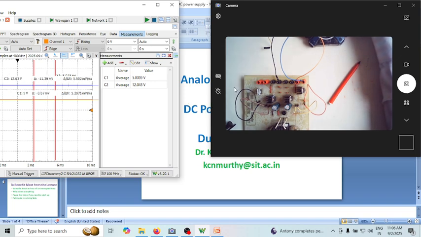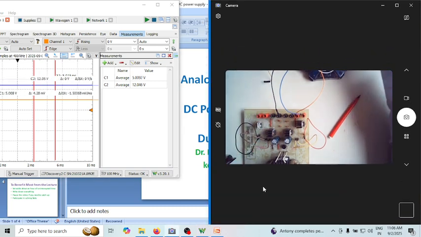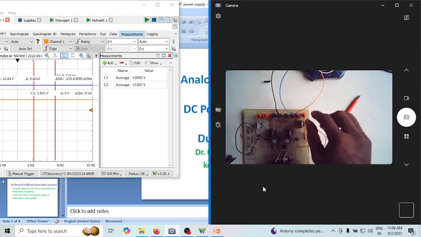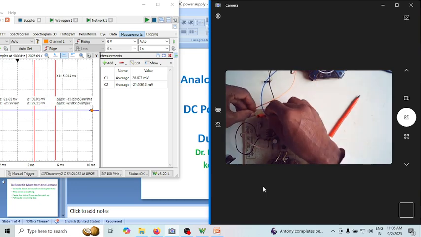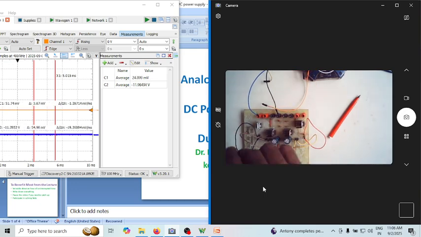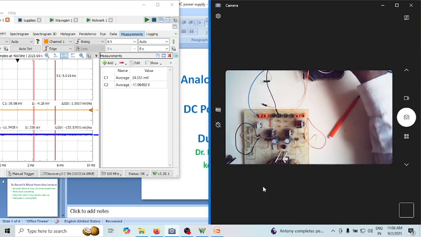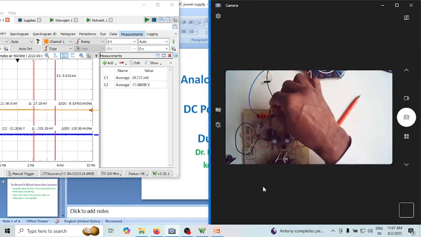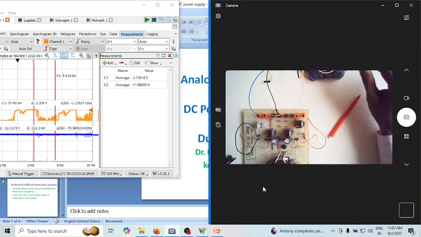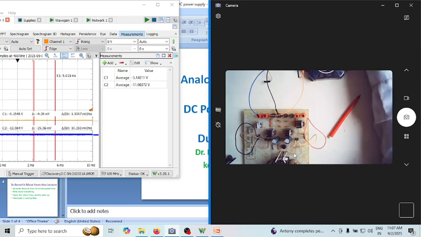So we have outputs. One is for plus 12, the other is for plus 5. And we are having more number of ground points here, so let me show you with more clarity. This is positive 12, positive 5 volts, and can you see this is minus 12 and this is minus 5.